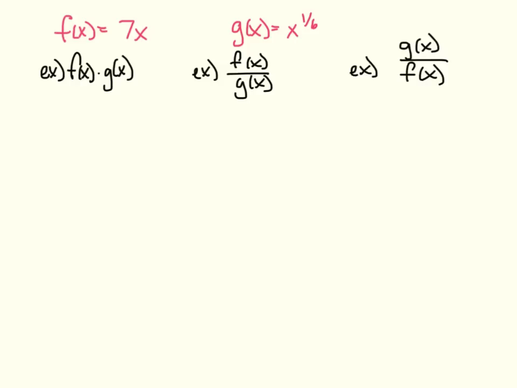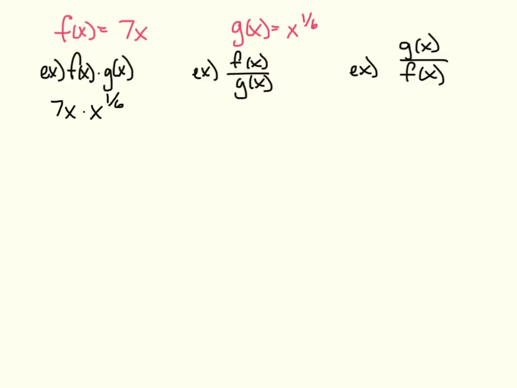Okay, so we have two new functions. f of x is 7x, and g of x is x to the 1/6. So now I'm going to do f of x times g of x. So this is 7x times x to the 1/6.